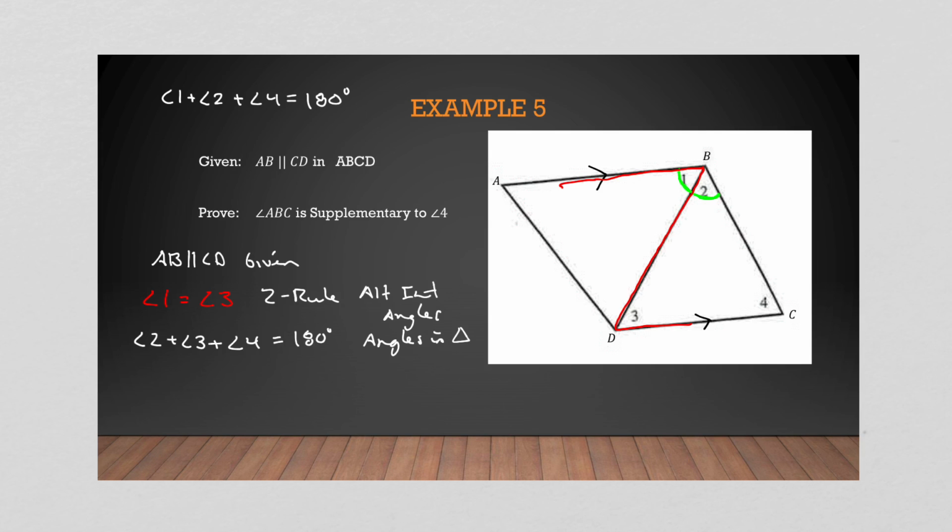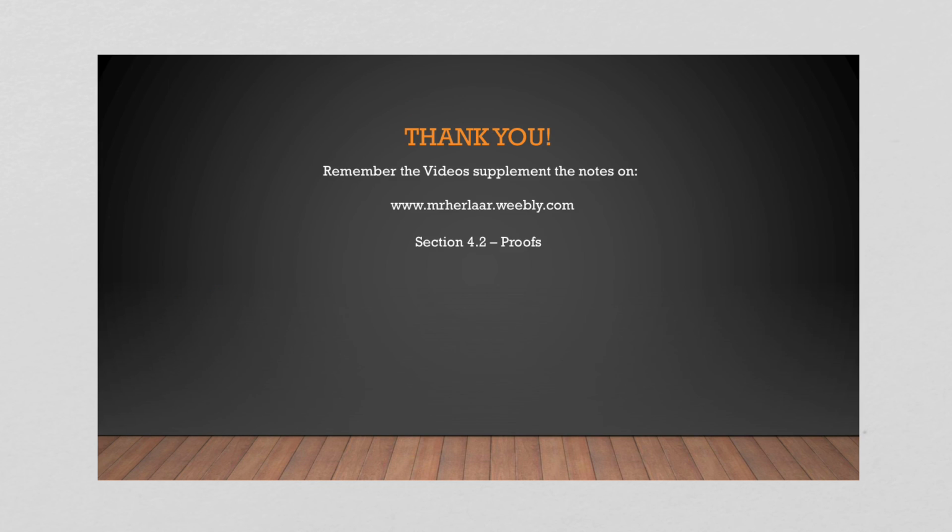Now what? Well, you can't really do anything with the ABD triangle because we're missing two numbers. We don't have any values there, but we can use some substitution. We can say, okay, angle 2 plus angle 1, because we'll sub that out for here, plus angle 4 equals 180 degrees. Substitution. And if you look, that's what we want. We've done it. Angle 1 plus angle 2 plus angle 4 is 180 degrees. We are done. Proved.